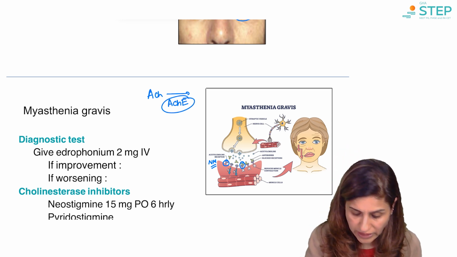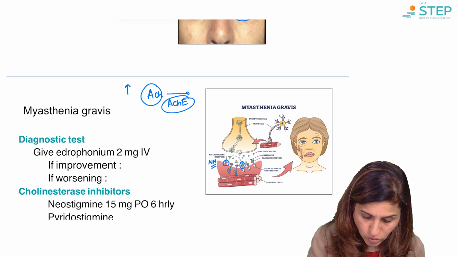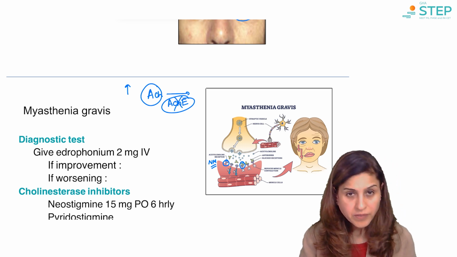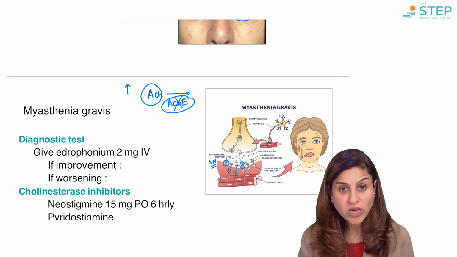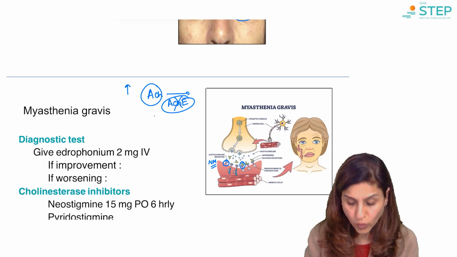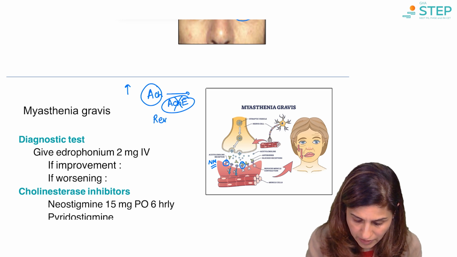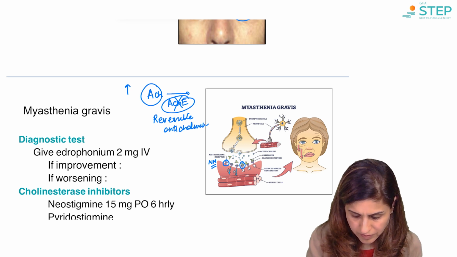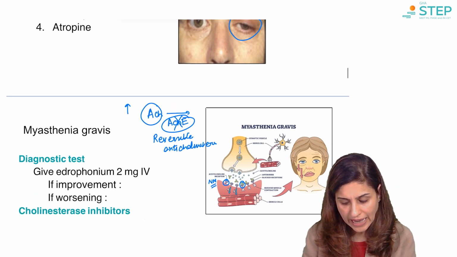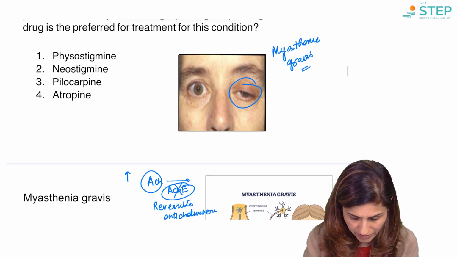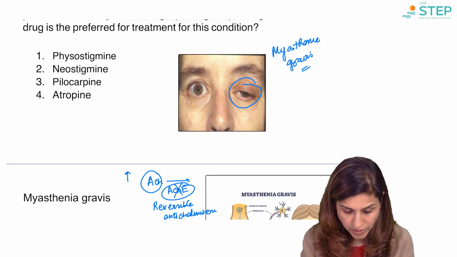Now, if you want to increase the concentration of acetylcholine here, you somehow need to block this enzyme. And we now have drugs which can block this enzyme. They are called anticholinesterases. So we give reversible anticholinesterases, right? That is the main treatment for myasthenia gravis. So let's see, do we have a drug which is a reversible anticholinesterase in the options here?